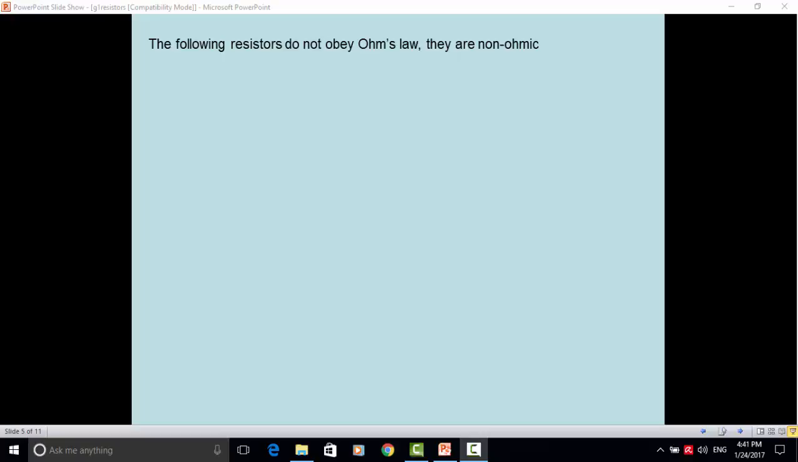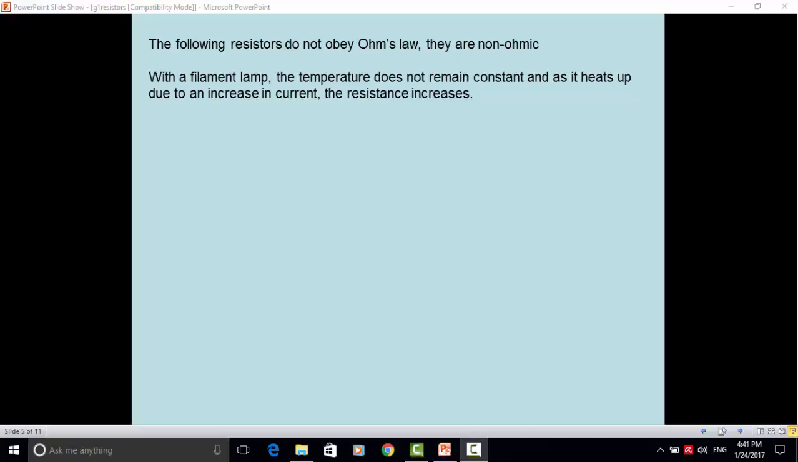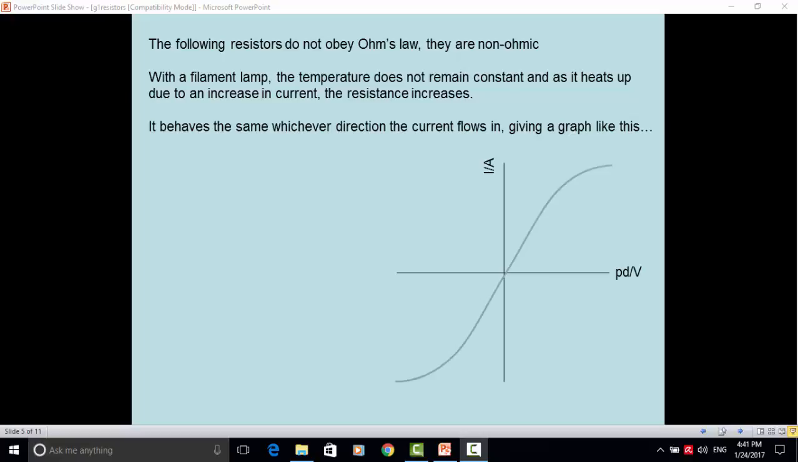The following resistors do not obey Ohm's law. They are non-ohmic. With a filament lamp, the temperature does not remain constant. As it heats up due to an increase in current, the resistance increases. It behaves the same whichever direction the current flows in, giving a graph something like this. At higher potential differences and higher currents, when the lamp is hotter and is glowing, the gradient of the graph is reducing, meaning the resistance increases.